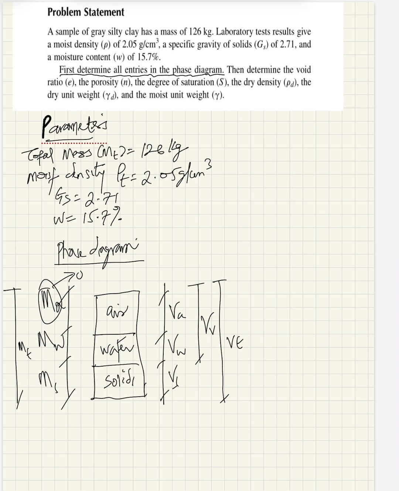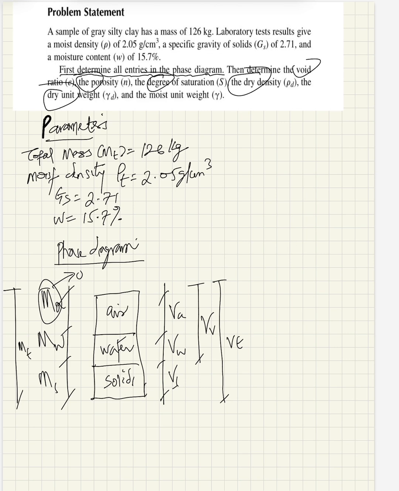So we have to find this first before determining the void ratio, porosity, degree of saturation, the dry density, and dry unit weight. So dry density, dry unit weight, and the moist unit weight. The dry unit weight is just the unit weight when it's dry, when there's no water content, while the moist is like the total unit weight. So we'll be solving that now.